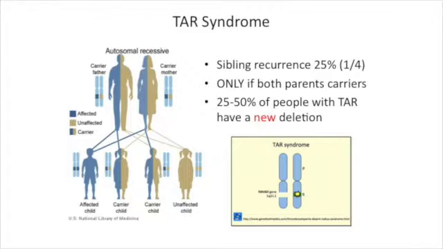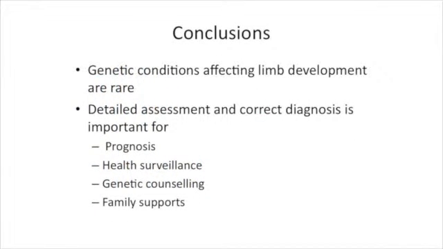So just to conclude, genetic conditions affecting limb development are rare, but they are very important, and detailed assessment and correct diagnosis is important, firstly for prognosis, so what can we expect for the future of the child or the future of a pregnancy if we're making the diagnosis in pregnancy. Health surveillance, so what are the other complications we need to think about for the child? Do we need to screen the heart? Do we need to screen the kidneys? And learning and development, is that going to be involved or not?